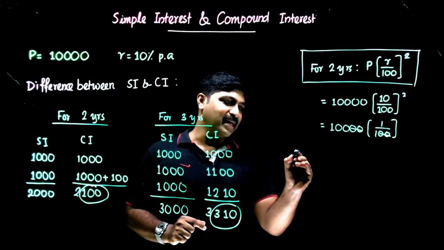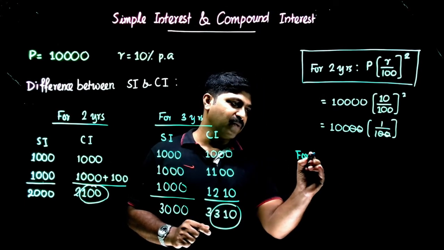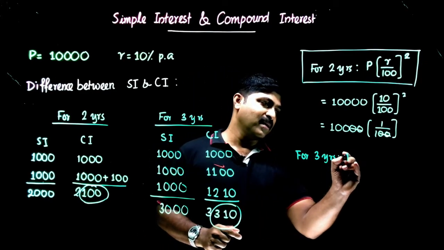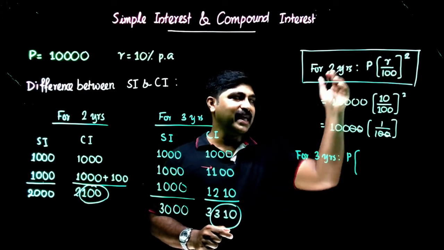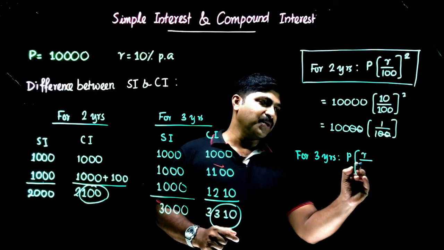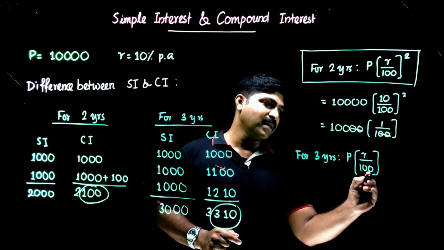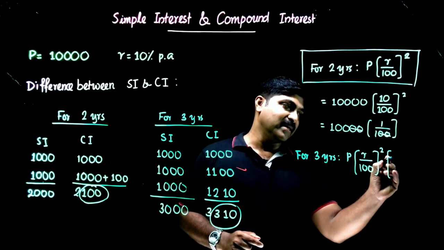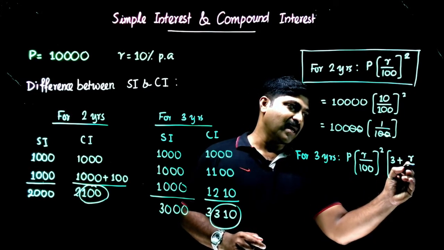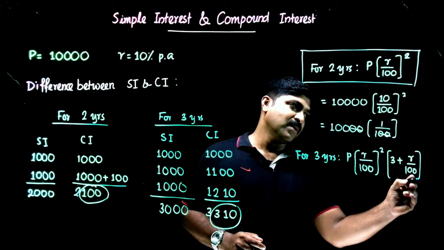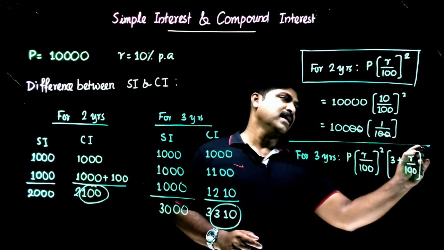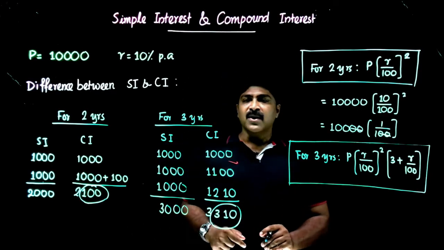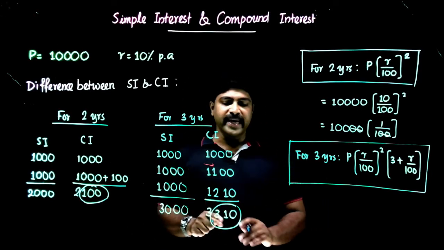That result for 3 years is very simple. Its first part is the same, P into r by 100 the whole square, and one more extension here, that is 3 plus r by 100. So that's the difference. This is the second very important result, for 3 years. You can apply this formula to find the result.